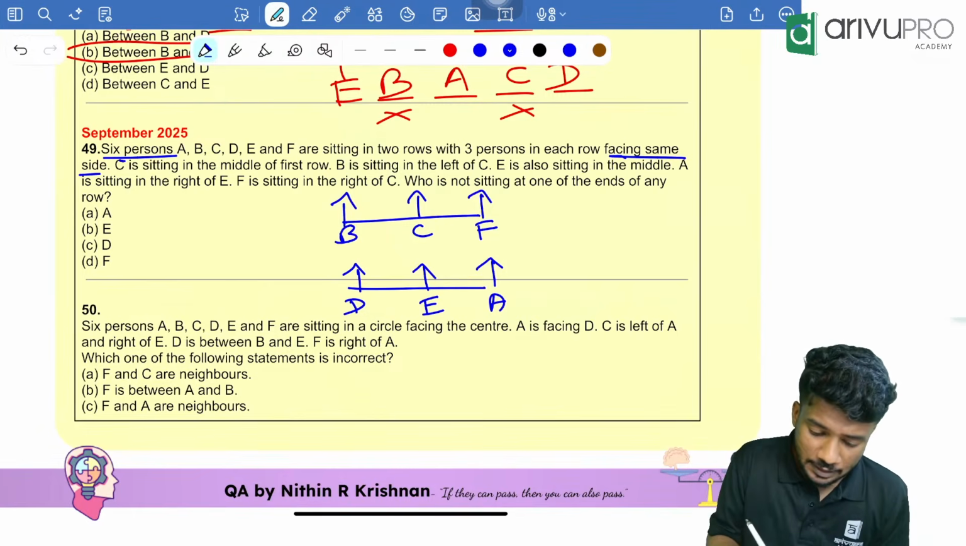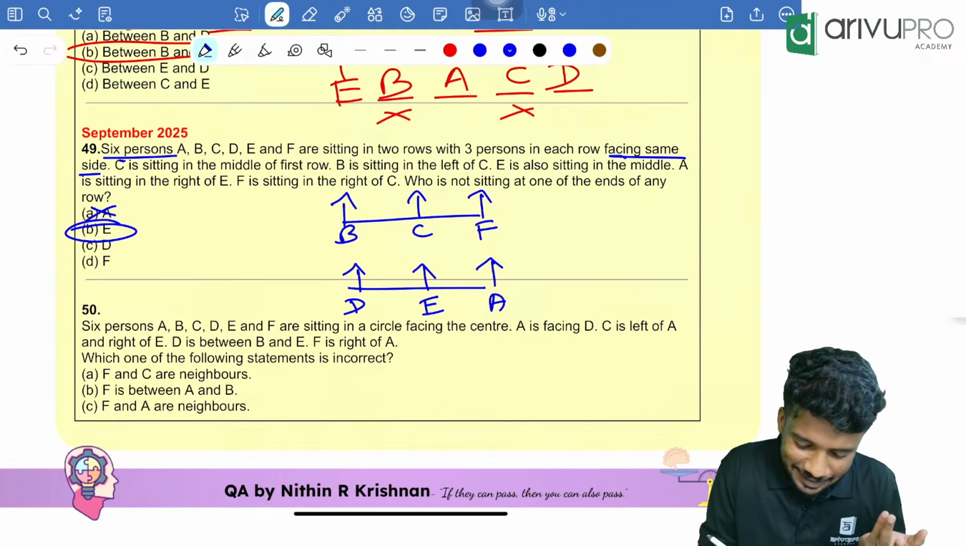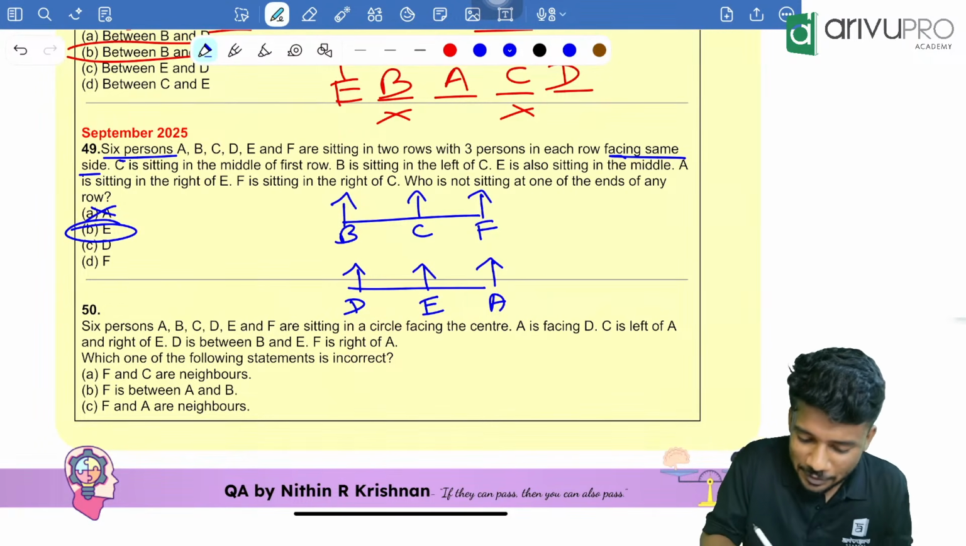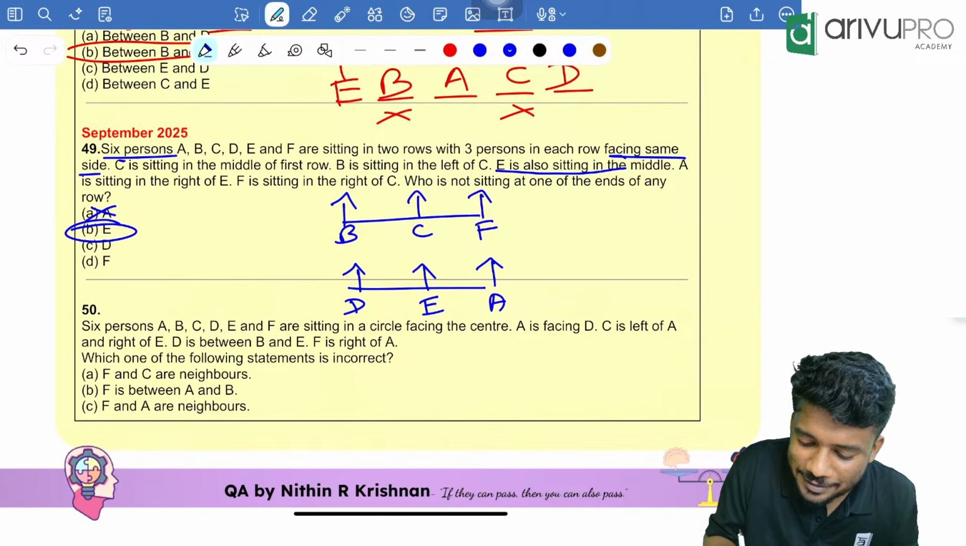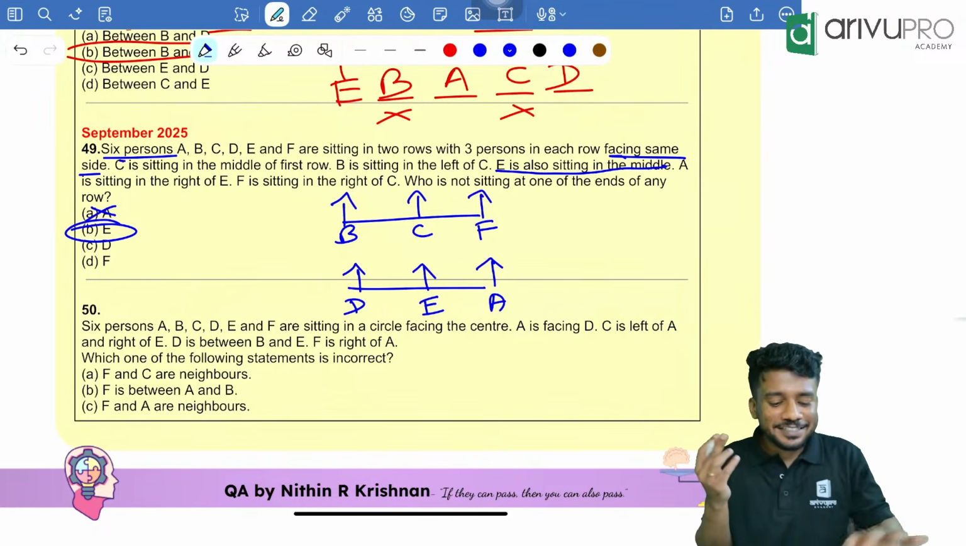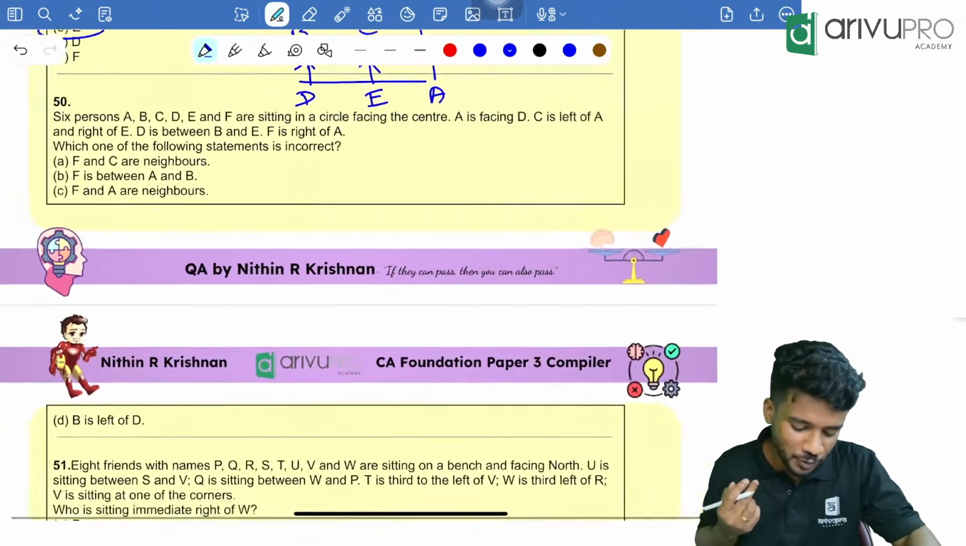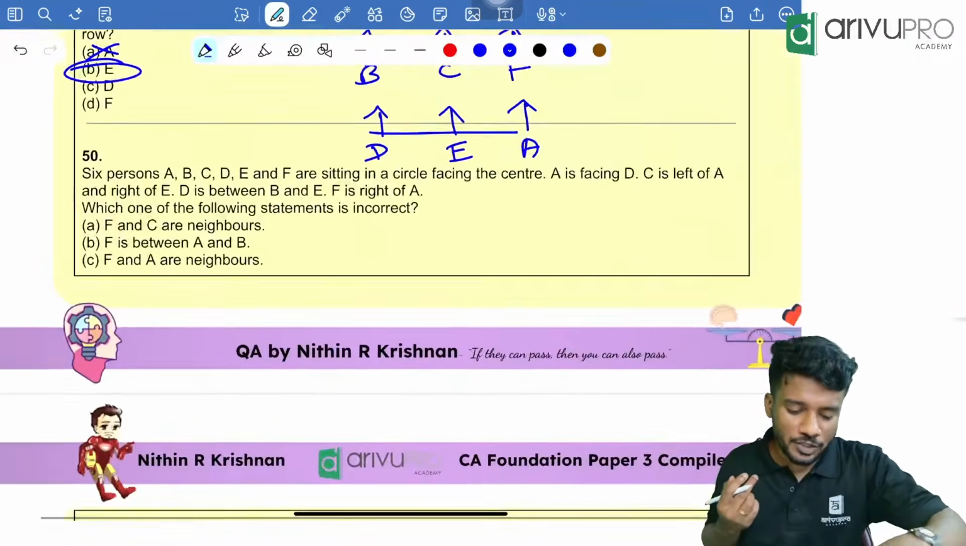Okay. A is sitting at one end. E is not sitting at the end. E is at the middle. Even without reading the entire question, we could have got the answer because they have said E is also sitting in the middle. So without even drawing, you could have written the answer option B. Got it? Next one, the 50th question. We have now 4 more questions.